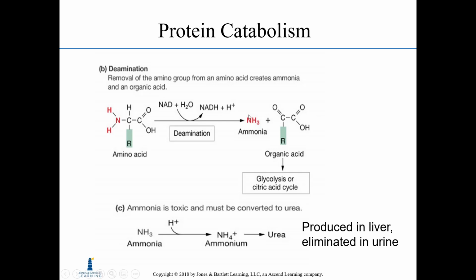But this ammonia is a problem. Ammonia is toxic. It makes us sleepy and it can cause brain disturbances, and we need to get rid of ammonia quickly. So ammonia is going to go to the liver, and we're going to produce ammonium and then eventually urea. And urea, while still toxic, is less toxic. So we can handle urea being around in the body a little bit better than we can handle ammonia. So urea is produced in the liver, and then it's going to be eliminated in the urine.